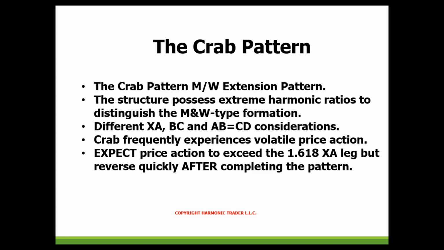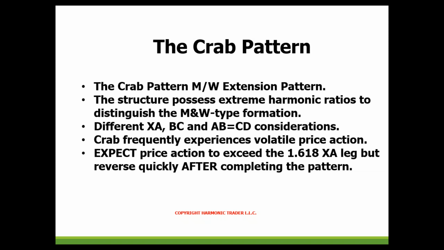Now, I want to show you an example of the crab. Crab is an extension structure. It's an MW formation and has extreme harmonic ratios that we look at for specific zones of resistance and support for trade opportunities. These have different XA, BC, ABCD considerations. These are the measurements that truly make the opportunity a harmonic pattern.